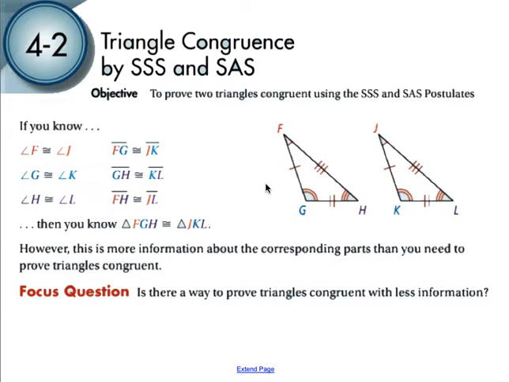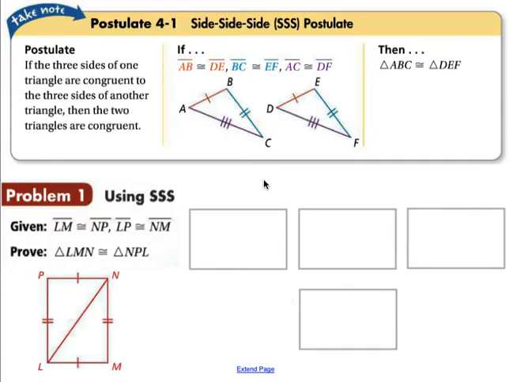In this lesson, we're going to learn that we don't need all of that information. We can actually prove that triangles are congruent with less information than that. So our first postulate is the side postulate. And basically it says that if you can prove that three sides are congruent, then the entire polygon is congruent to the other one. Okay, so it's called the side postulate.